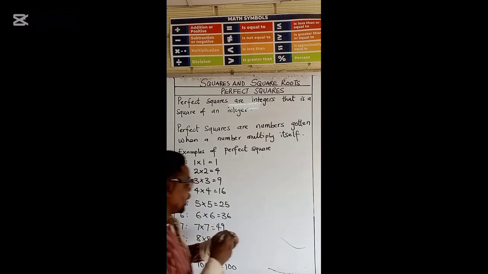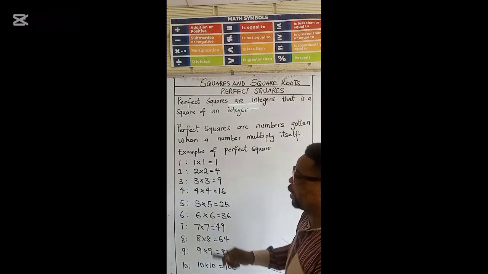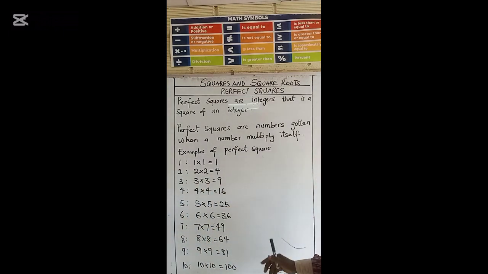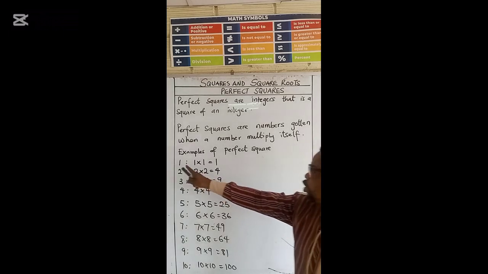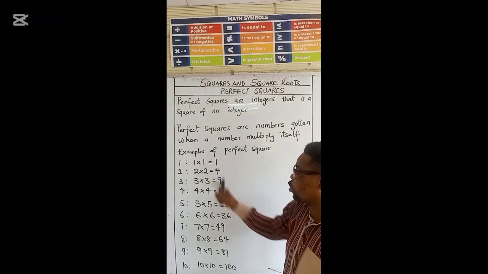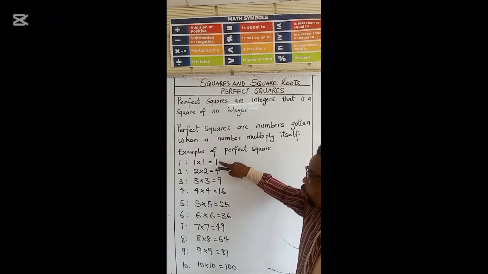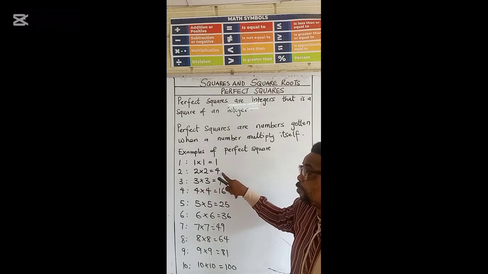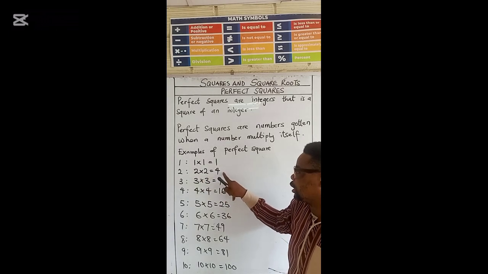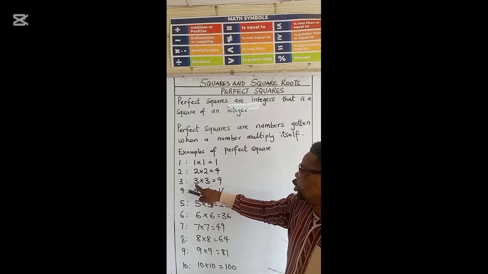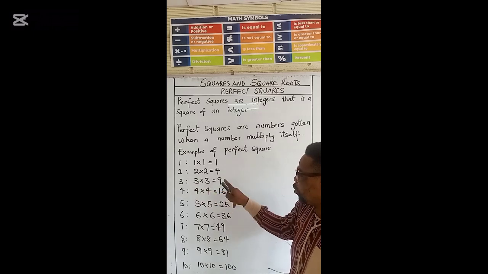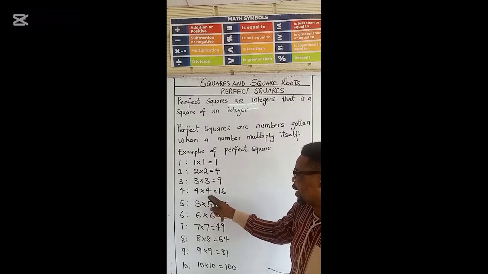That's exactly what we are saying here, that perfect squares are numbers gotten when a number multiplies itself. This is the number here, 1. 1 multiplies itself gives us 1. That means 1 is a perfect square. 2 multiplies itself gives us 4, so 4 is a perfect square. Now 3 multiplies itself and gives us 9. 9 is a perfect square, like that.